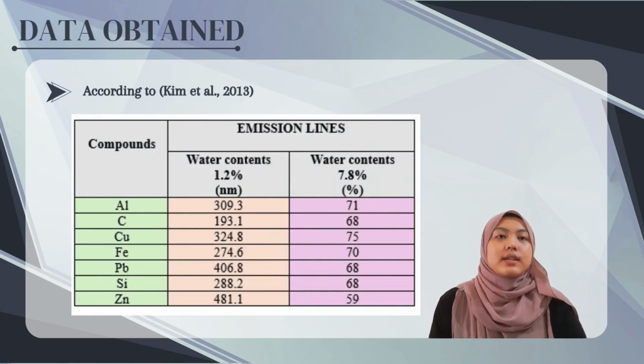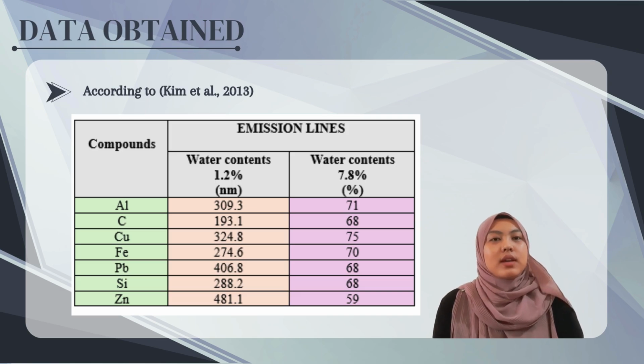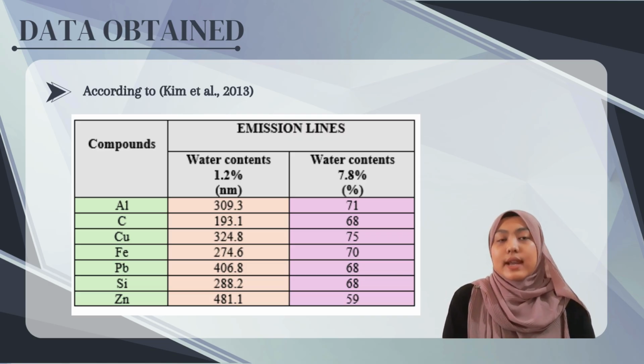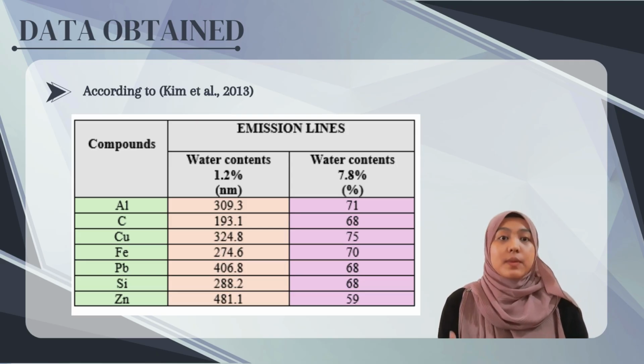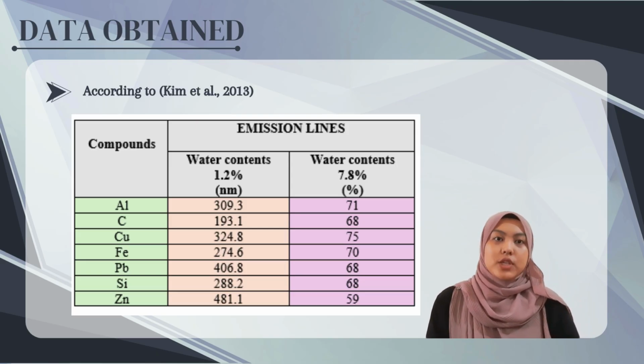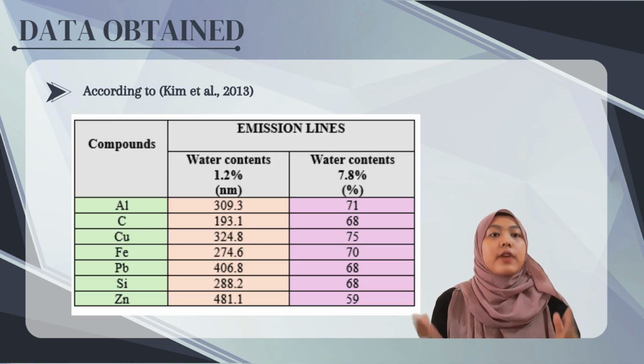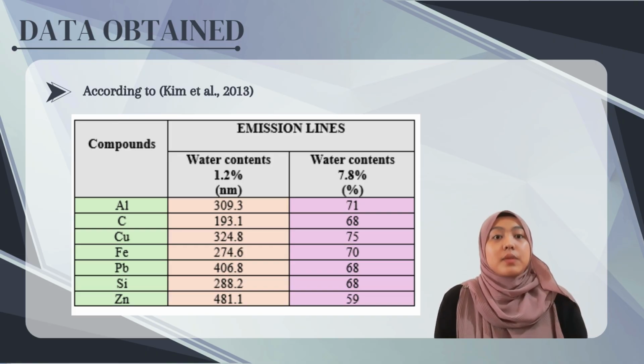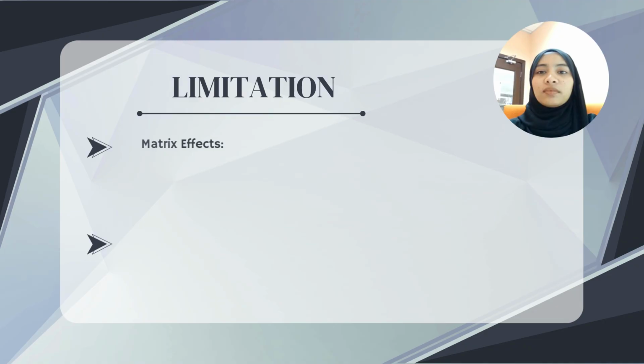Data obtained from the analysis with LIBS. Based on the data obtained, the emission lines or peak areas for the compounds decrease with increasing water content. The water in the sample is vaporized using some of the laser's energy, which lowers the plasma emissions. The matrix effect, which here is the water content, is one of the factors that can affect the performance of LIBS. However, it can be minimized by using internal standardization methods.